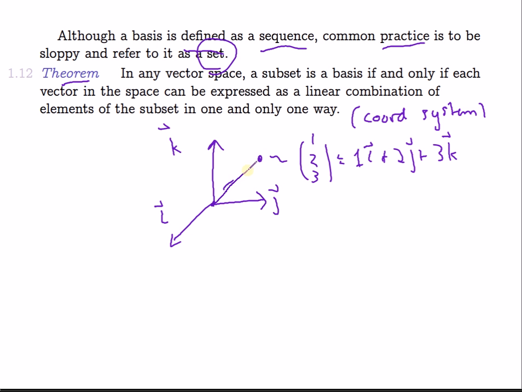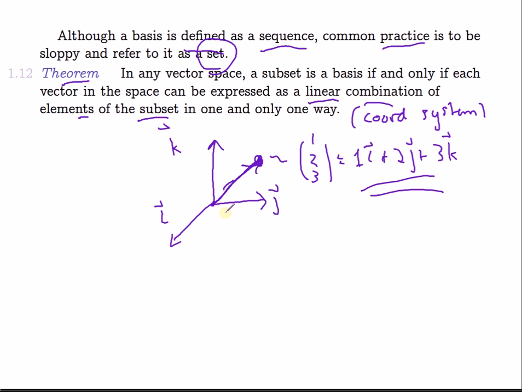And here's the vector associated with that point. Now, there's only one way to express this point, or vector, in terms of i, j, and k. This is the unique expression of that point in terms of these three vectors. That's what we're talking about here. This vector can be expressed as a linear combination of elements in the basis in one and only one way. It's a unique coordinate form for the vector in the vector space.